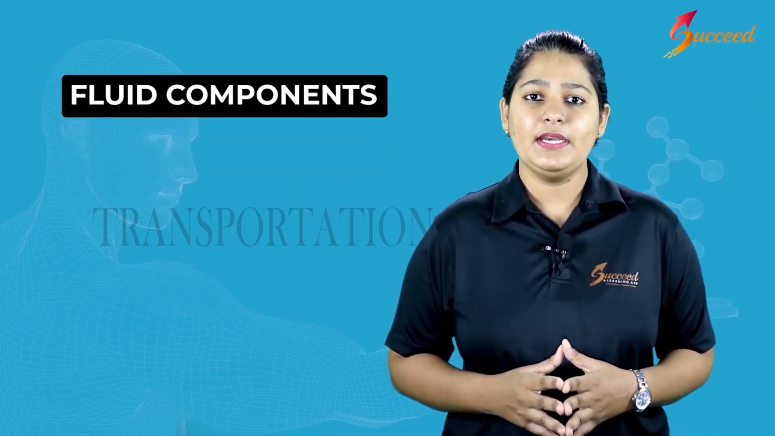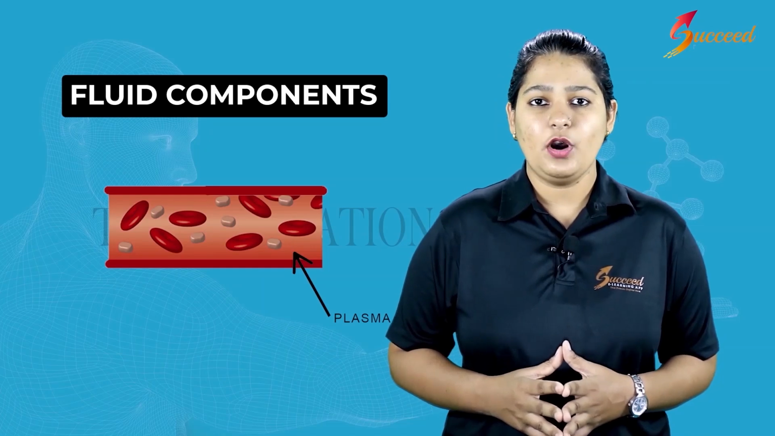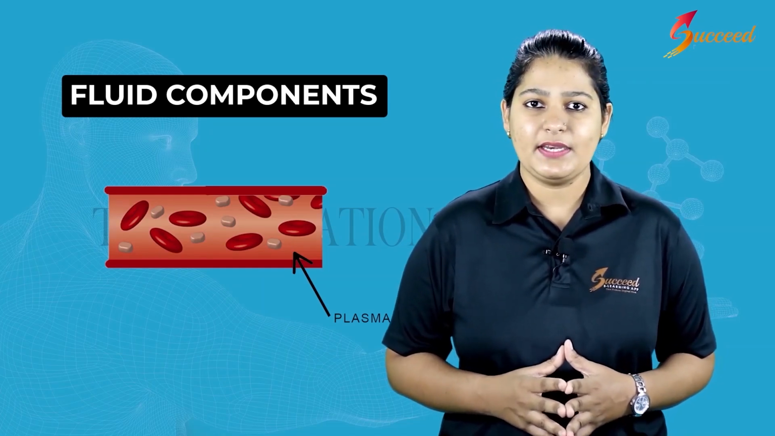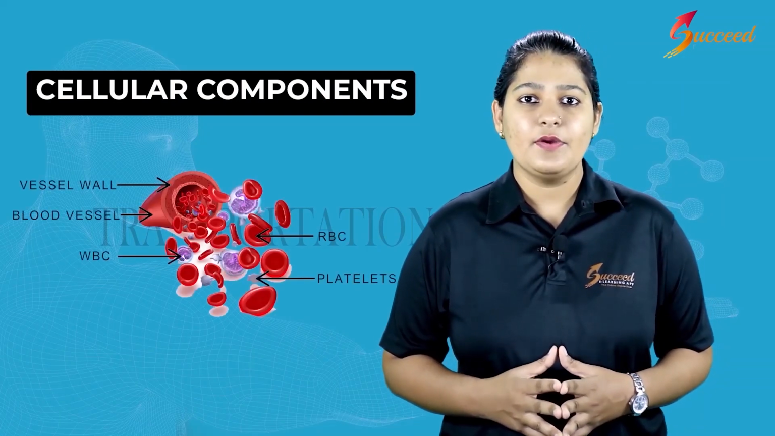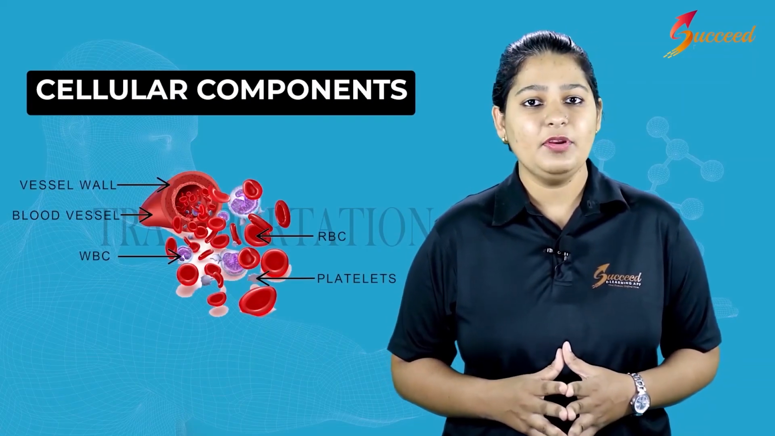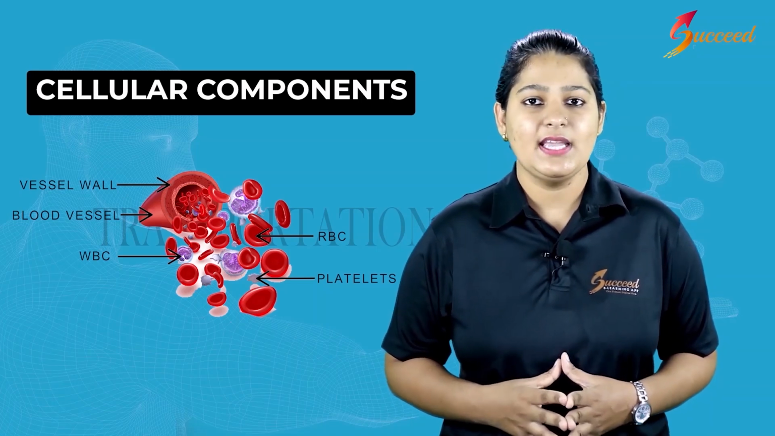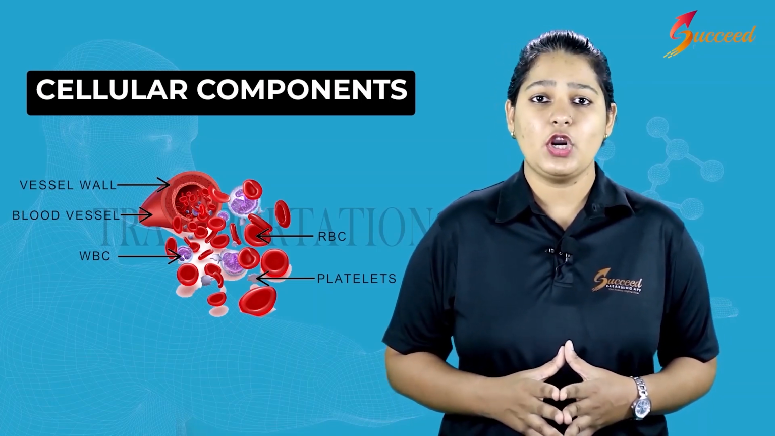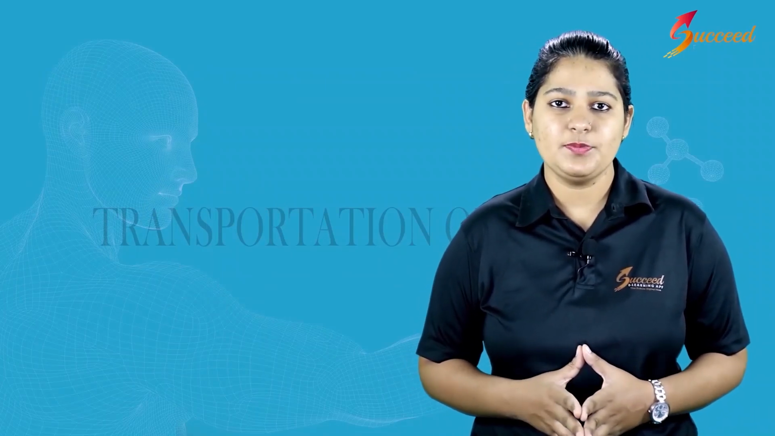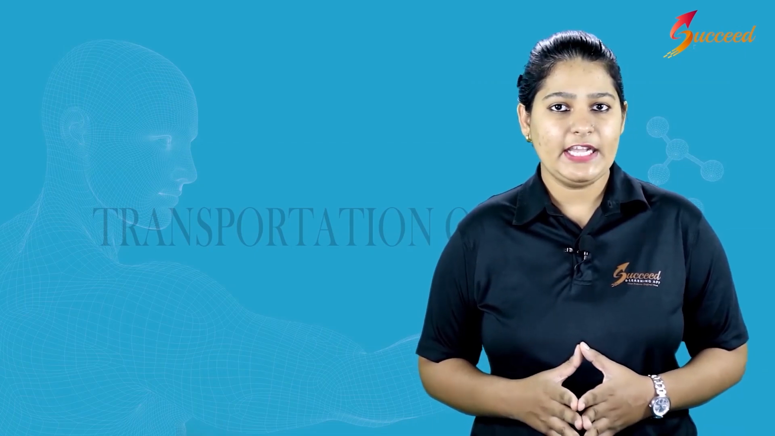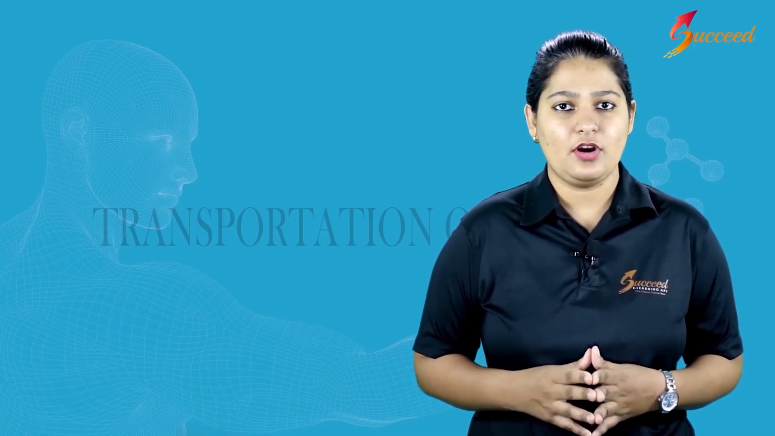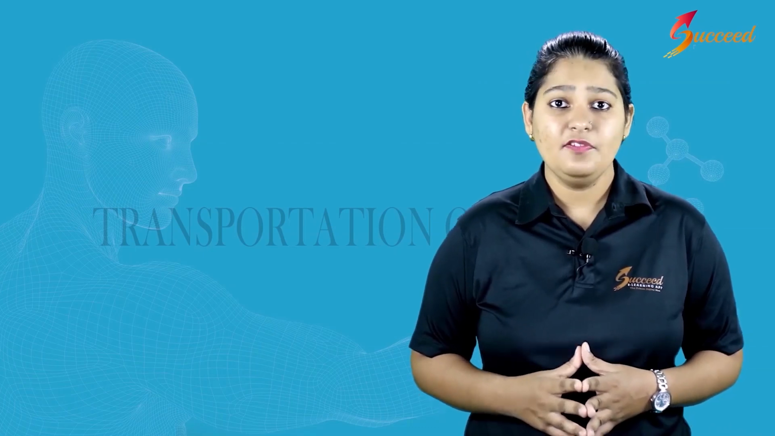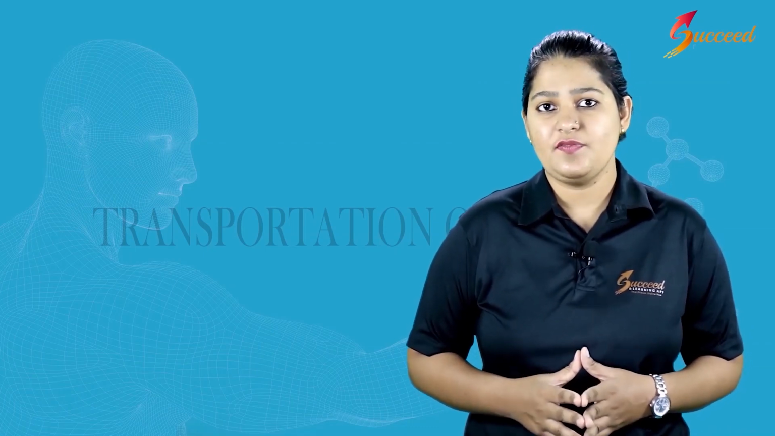The fluid component includes the plasma, in which all the cellular components are suspended, whereas the cellular component consists of the RBCs, which are the red blood cells, WBCs, which are the white blood cells, and the platelets, which are also called thrombocytes. Now you know that the blood helps in transportation. But what does it transport? It helps in the transportation of gases like oxygen and carbon dioxide, wastes such as nitrogenous waste and salts.